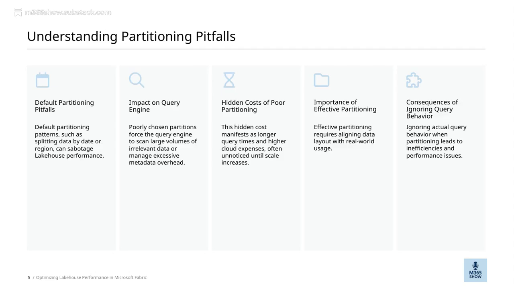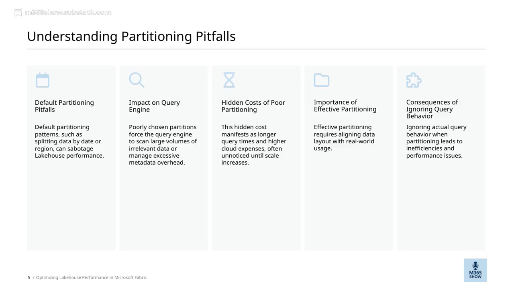This is crucial because if we get it wrong, we might not see the immediate impact, but over time, these hidden costs add up. They show up as longer query times and increased cloud expenses, and often we don't notice until our scale grows significantly.